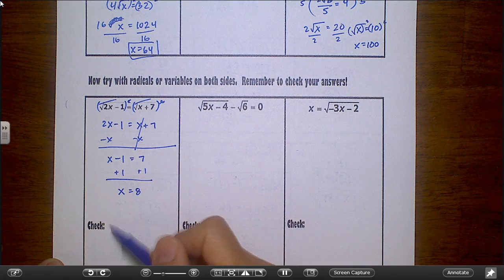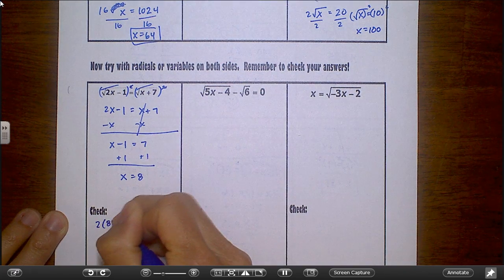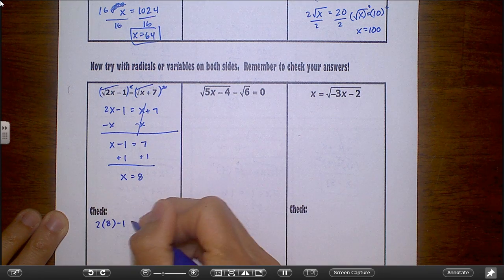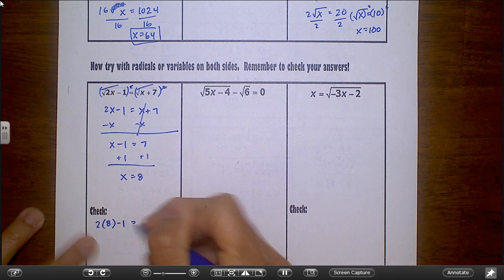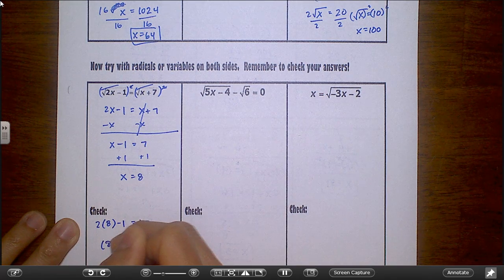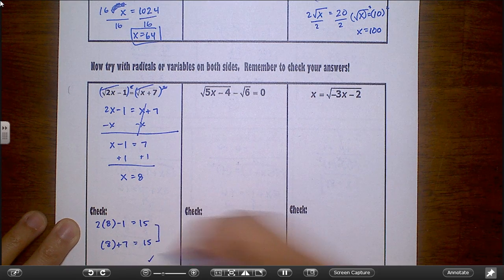And then this check says you should check to make sure it works in both instances. So what that would mean is that I'm just checking it. So I'm putting 8 in for x here. So 2 times 8 is 16 minus 1 is 15. I'd put 8 in here too. 8 plus 7, that's also 15. So those are equal, so it checks out.